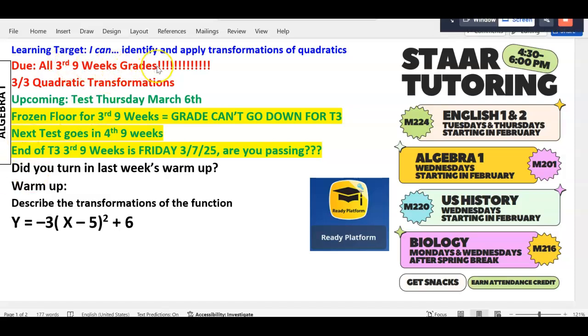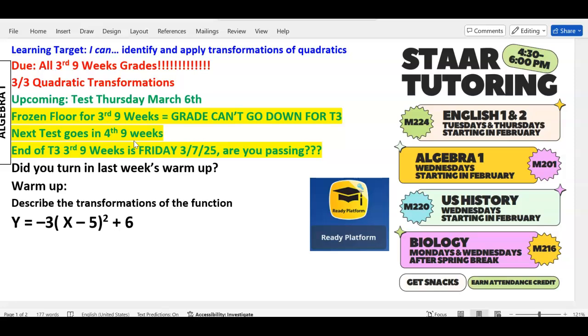All third 9 weeks grades are due. Friday is the end of the grading period. Now, the one that you are working on today is going to push into the fourth 9 weeks. So everything turned in this week that isn't already in Skyward is going to roll into the fourth 9 weeks. So the next test that we're taking is supposed to be on Thursday, March 6th. That's supposed to go into your fourth 9 weeks. So that's good. That means if you get a bad test grade, it won't hurt this grade this 9 weeks.